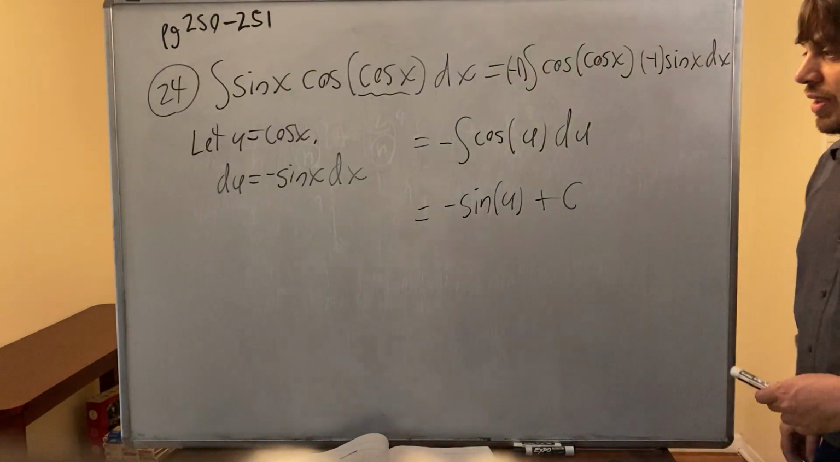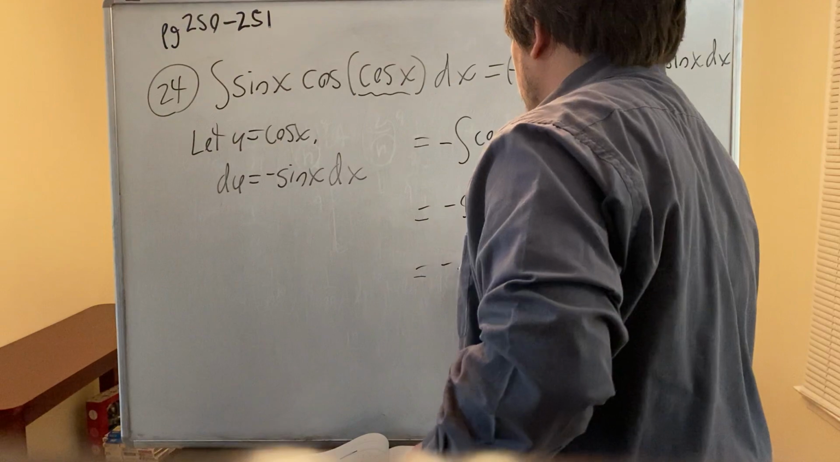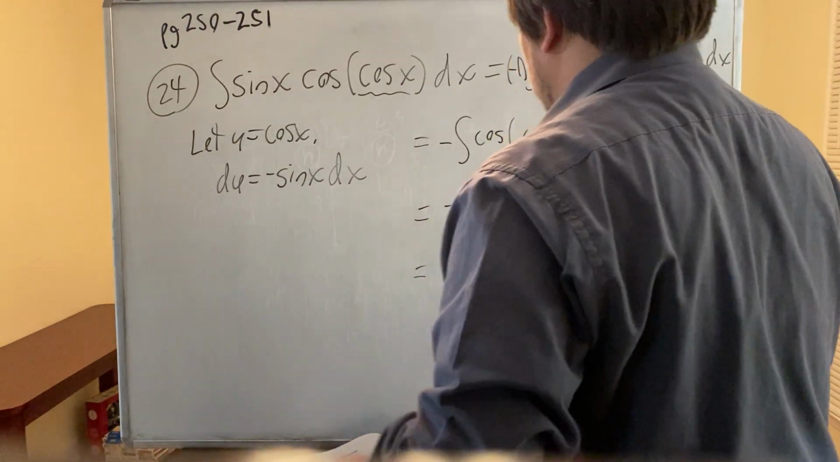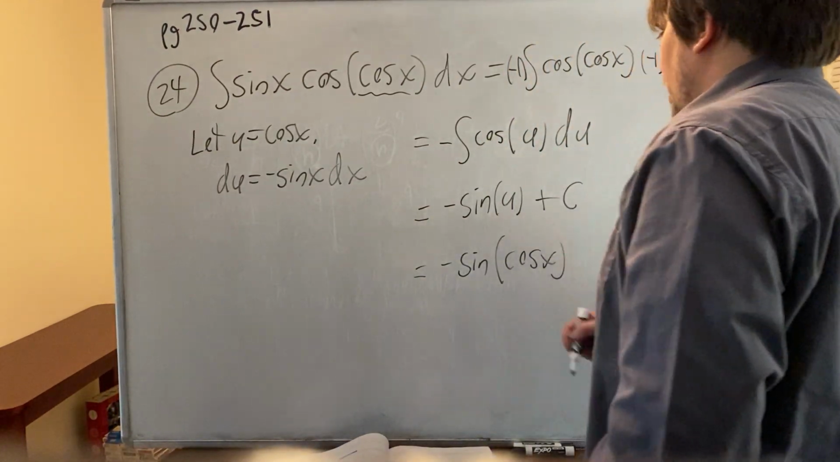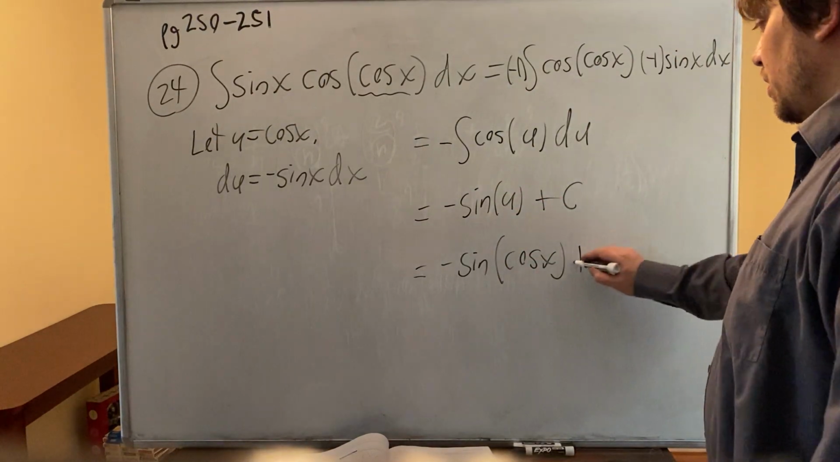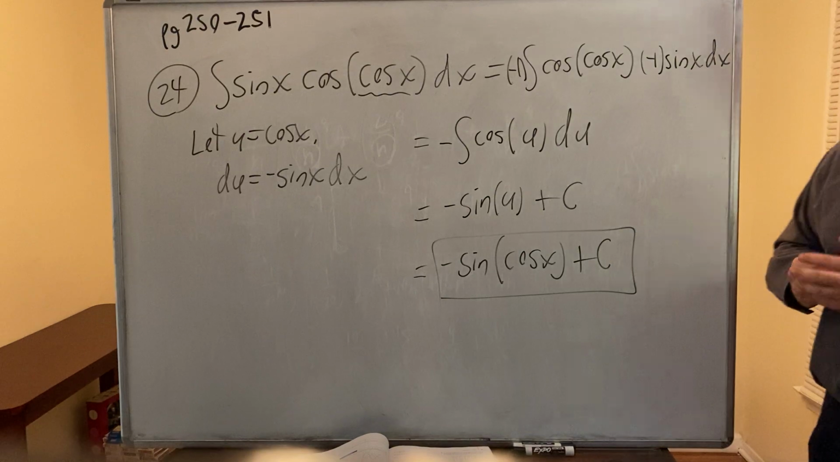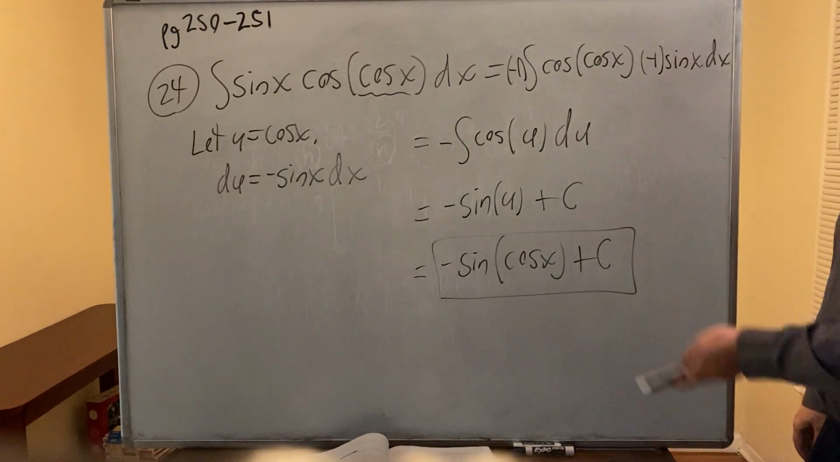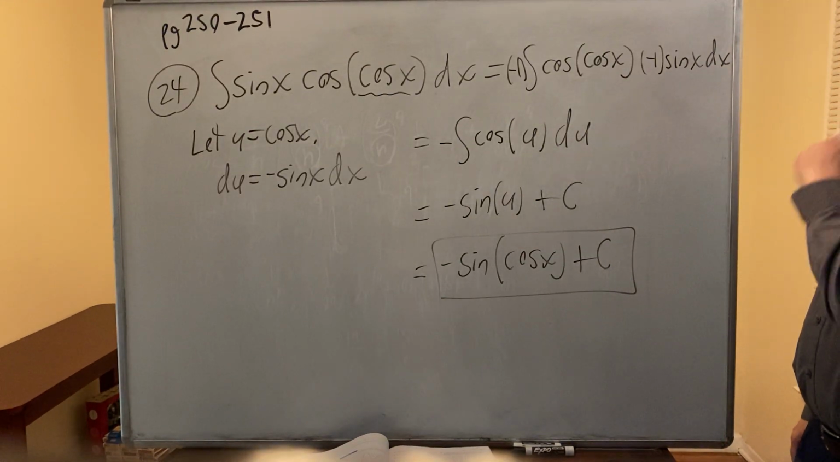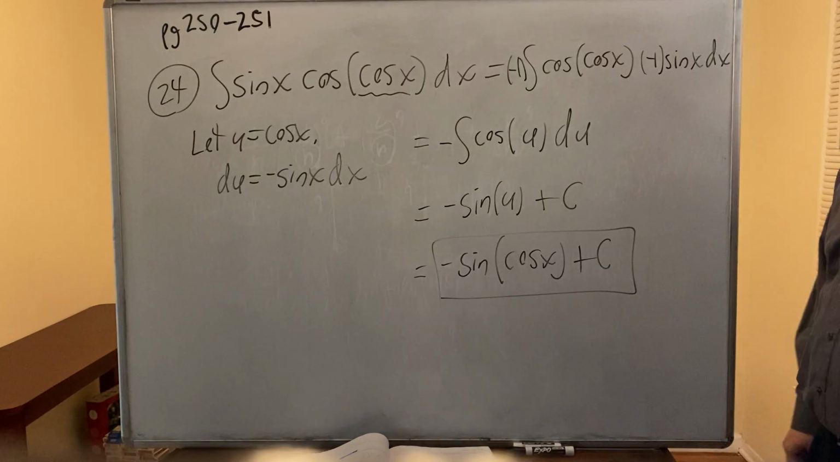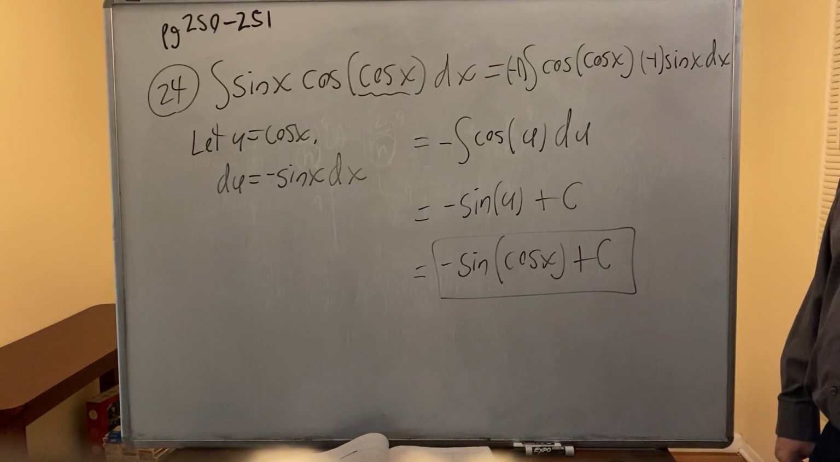Okay, and so we get that. Now this is equal to negative sine of, and I'll just plug in cosine x for u. And you get that. So the integral of sine x times cosine of cosine x dx is negative sine of cosine x plus c. So that's the answer to number 24.